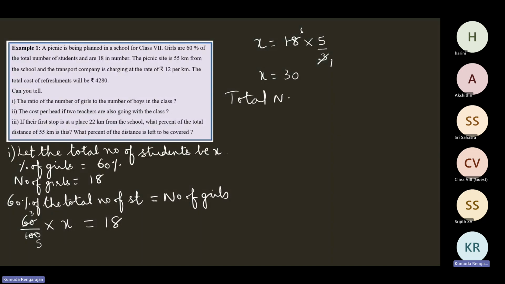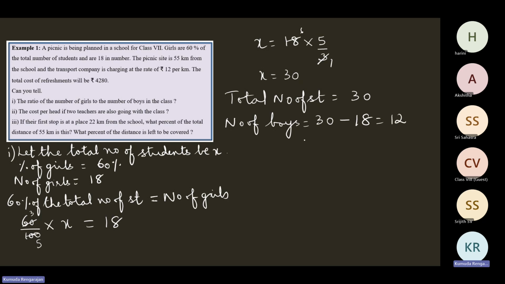Total number of students is equal to 30. Okay. Now let's find the number of boys, because to answer the questions, we need to find the number of boys. We found the total number of students. Now let's find the number of boys. Number of boys is equal to total number of students 30 minus the number of girls 18, which is 12.